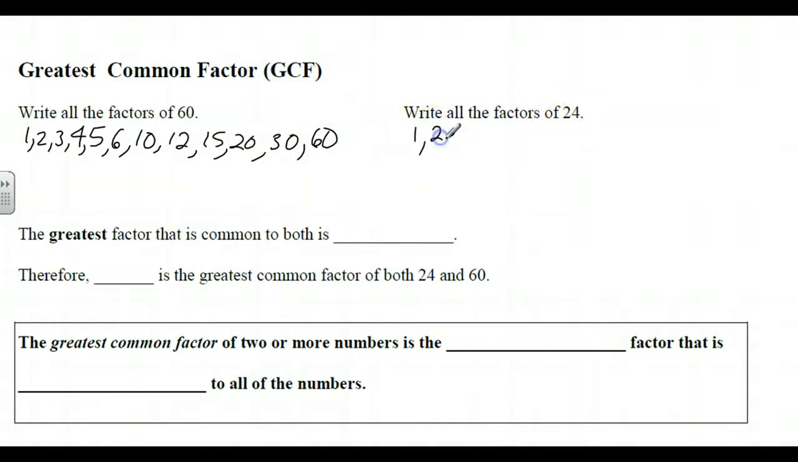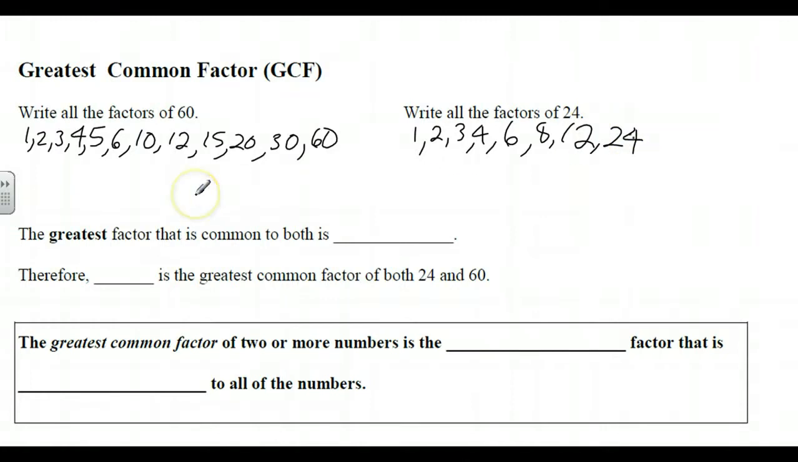Write all the factors of 24. 1, 2, 3, 4, not 5, 6. Now you notice how 6 times 4. So we need 3 times 8. We need 2 times 12. And we need 1 times 24.